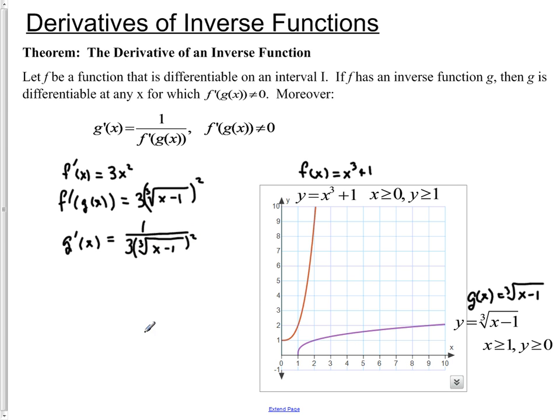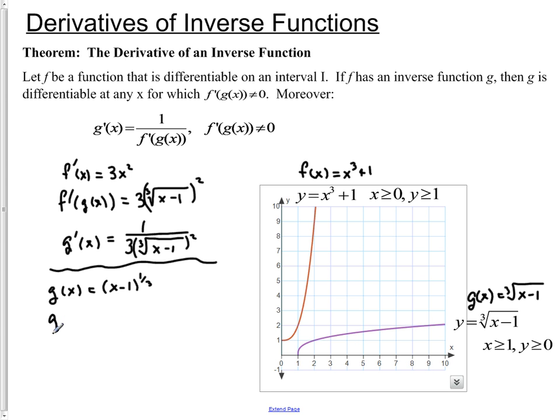How does this compare with our original? Well, here it is. Let's just compare, because we do know how to use the chain rule to find the derivative of this particular function's inverse. We have the function g of x equaling x minus 1 to the 1/3 power. We'll write it in exponential notation to make it a little bit easier on us.